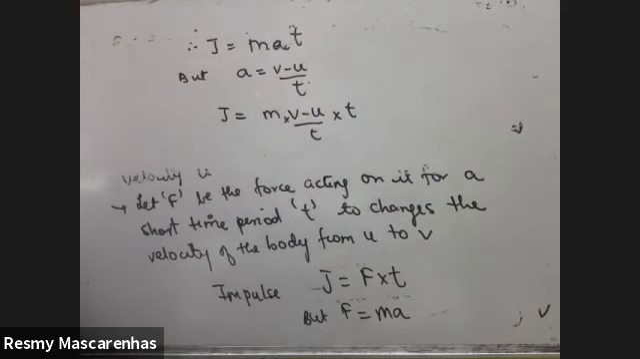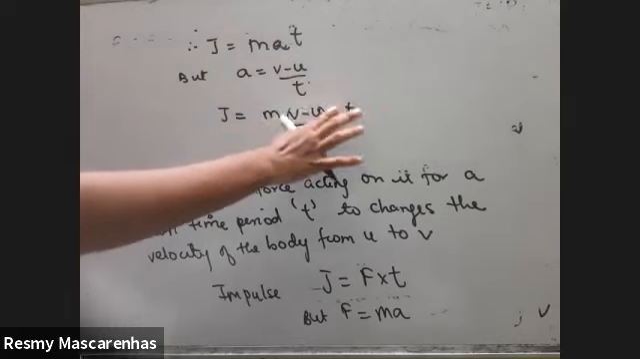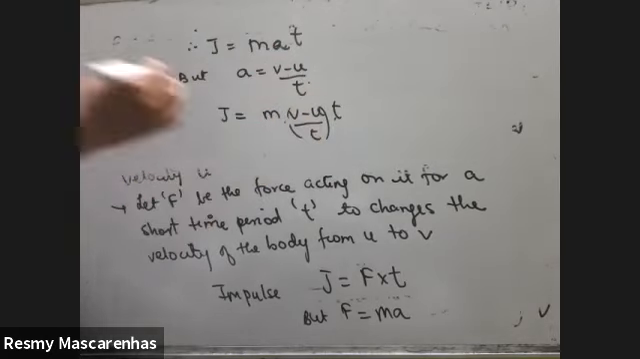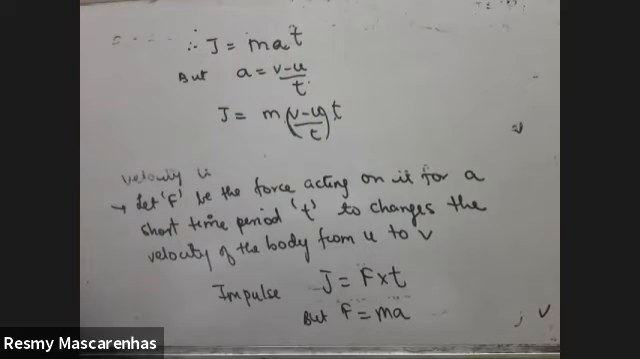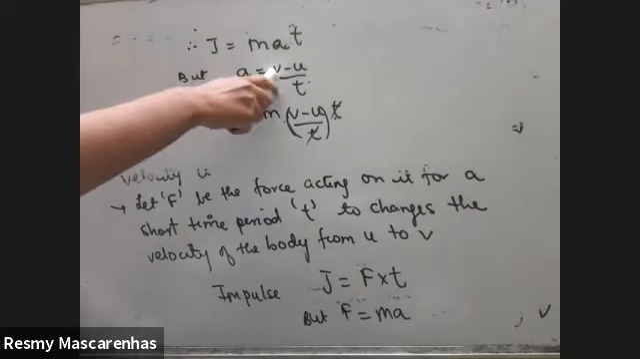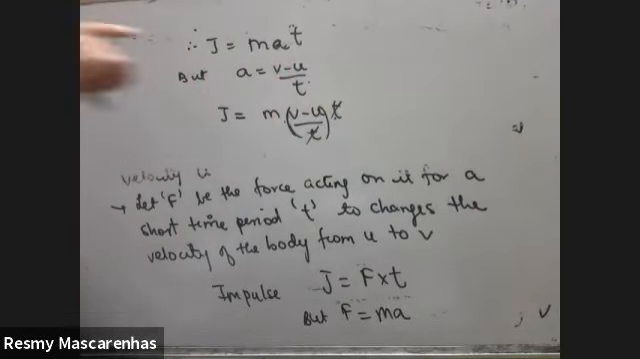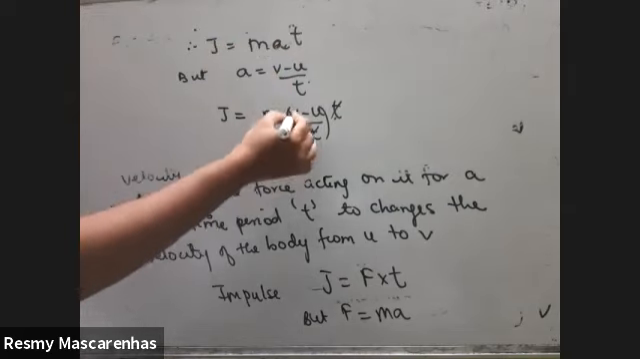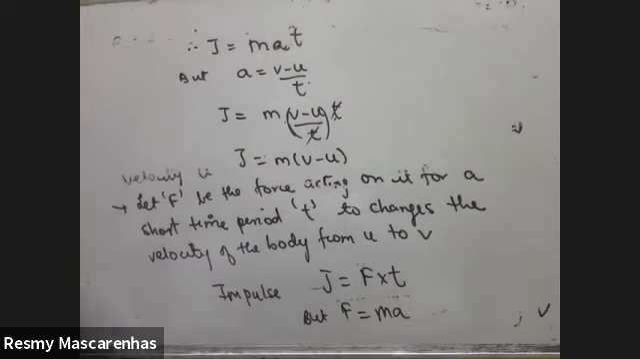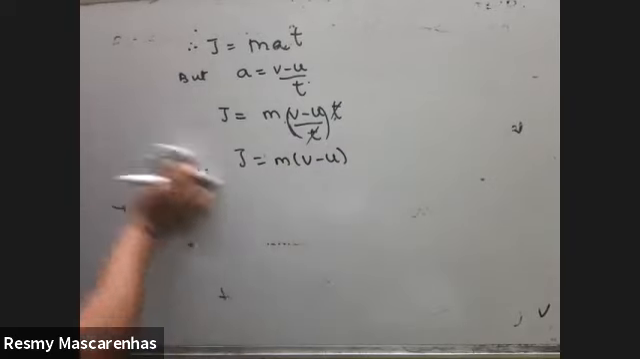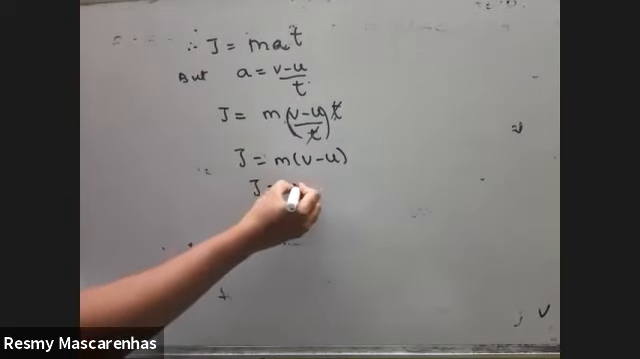So J is m a t, and I'm putting acceleration as this. You can put a bracket, no problem. Now what will happen? This t and t will cancel. Acceleration is final minus initial upon time, so I've just substituted a as this. So t and t will cancel, and J is nothing but m into v minus u. So J will be mv minus mu.